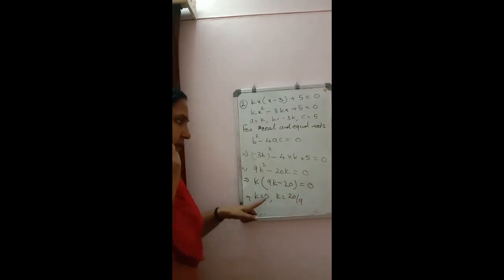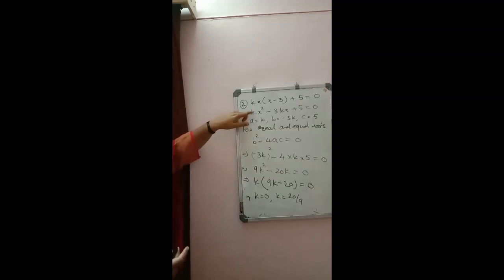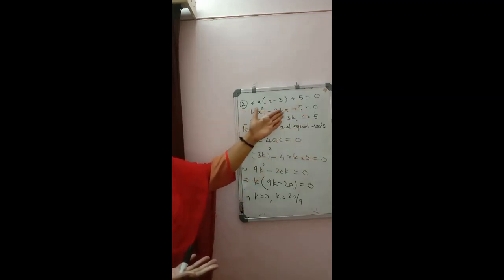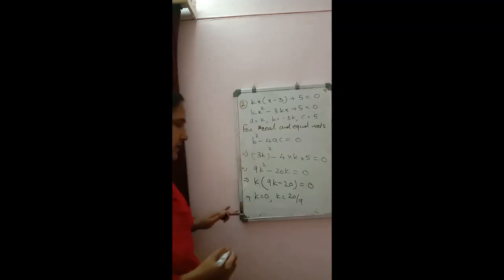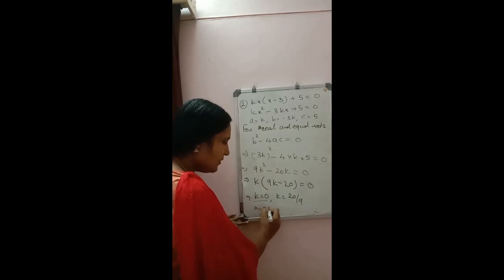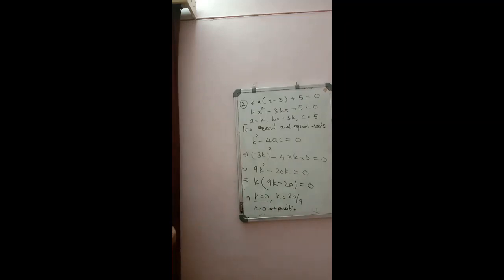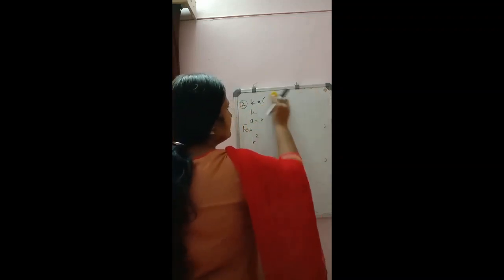We have two values. Now we will check which value will be applicable there. If we write k is equal to 0, then the first expression will become 0. The second expression also will become 0. Then we will get 5 is equal to 0. We are not getting a quadratic equation there if we take k is equal to 0. So we will write k is equal to 0, not possible. Therefore we will take the value of k as 20 by 9. So always if it is a quadratic equation, it should have two values of k also. So moving on to the next question.